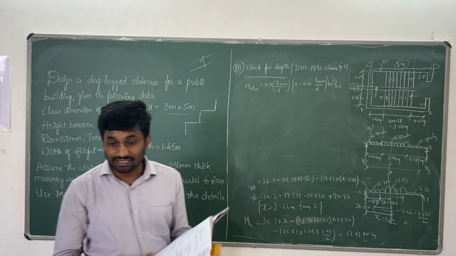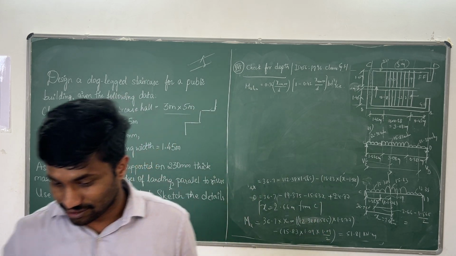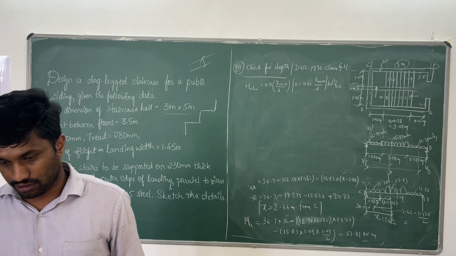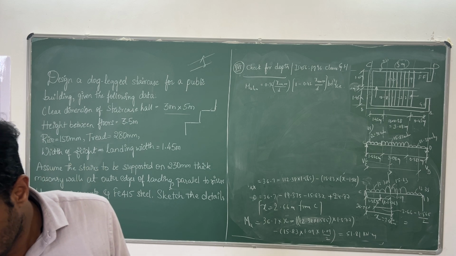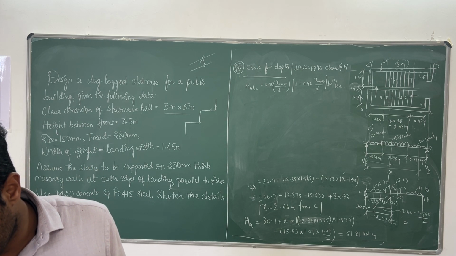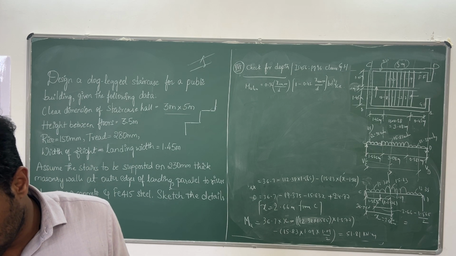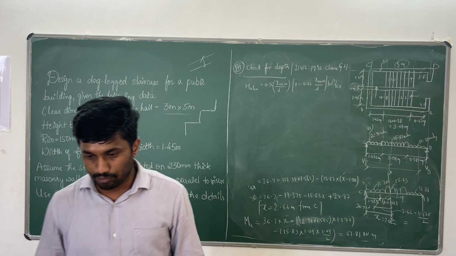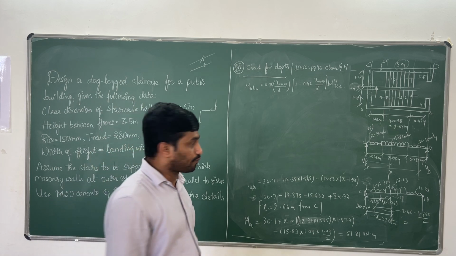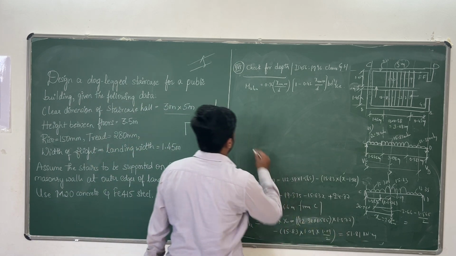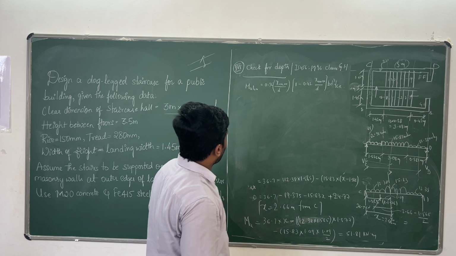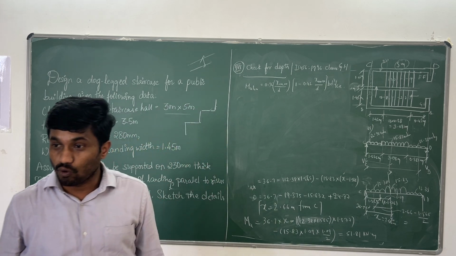Now what is your limitation of moment? That is very, very important. You have limited your moment to one value, right? So using that value you have to check whether it is okay or not. This is check for depth. So what is the Mu value? 51.81, right? You are limited to 51.81. So we have to check whether it is okay or not.